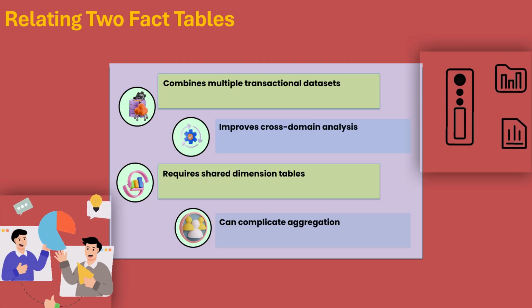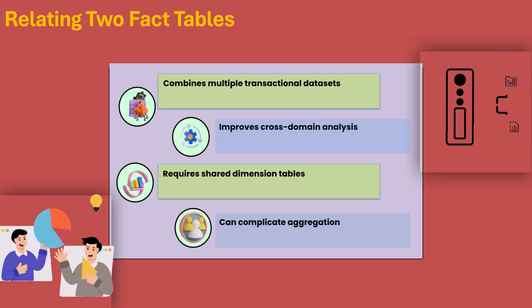Connecting two fact tables enables deeper analysis across different datasets, like linking sales transactions with inventory records. But hold on, this can get tricky with aggregation. Let's find out how to manage it properly.